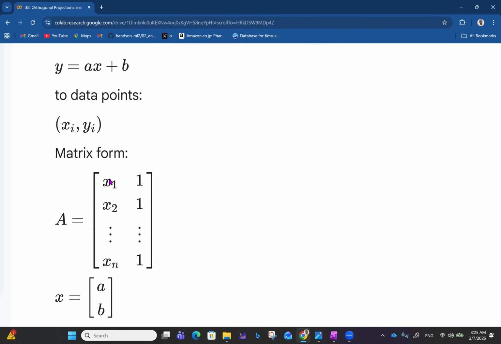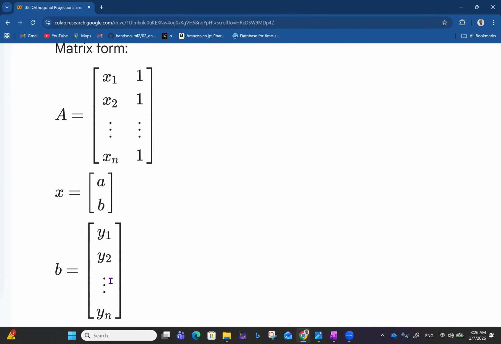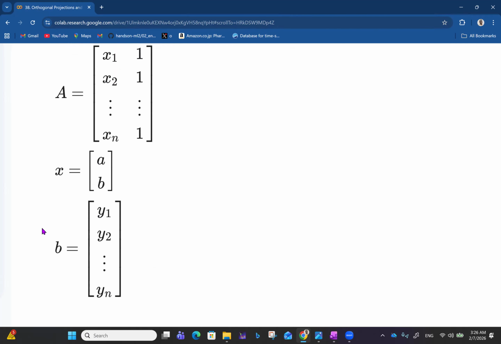So you can get all your x values, x1, x2 up to xn. Then you just step it up with a column of ones by the side. Then A is x with the ones. Those are the values of x. In that case, b, which is the right hand side, you always talk about ax plus b. So the right hand side now is y1, y2 up to yn.